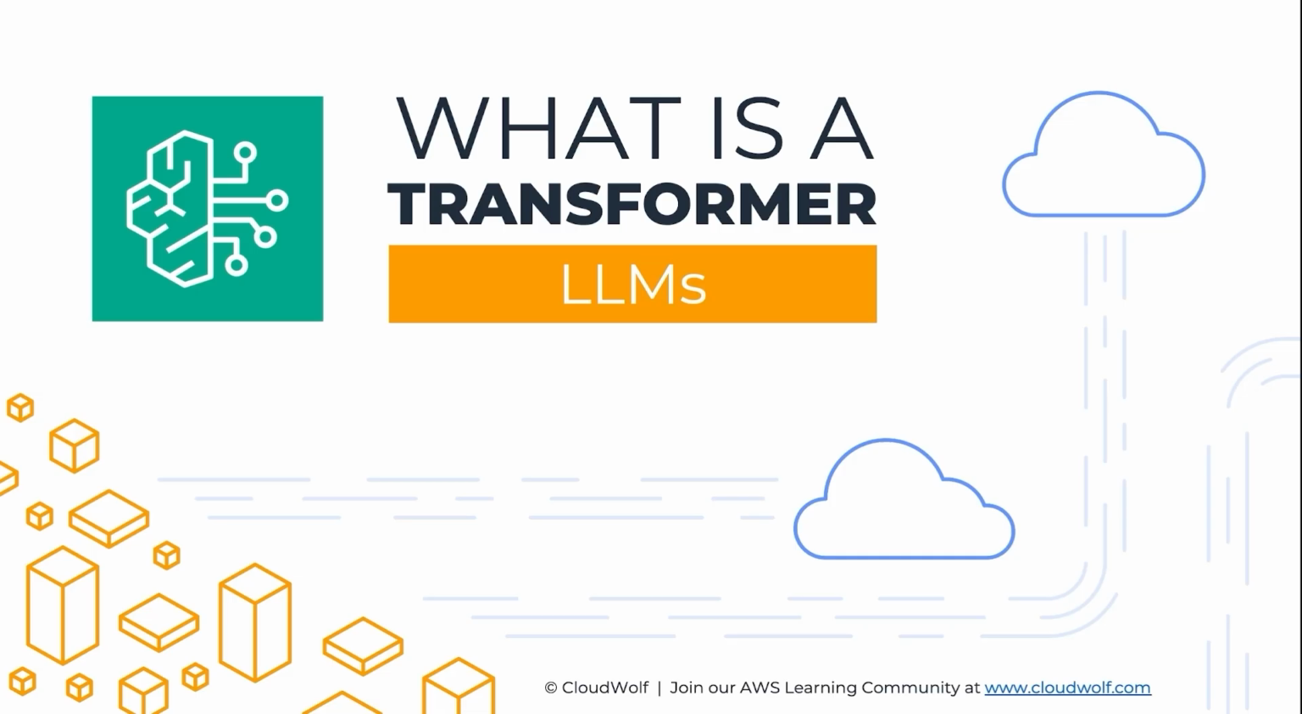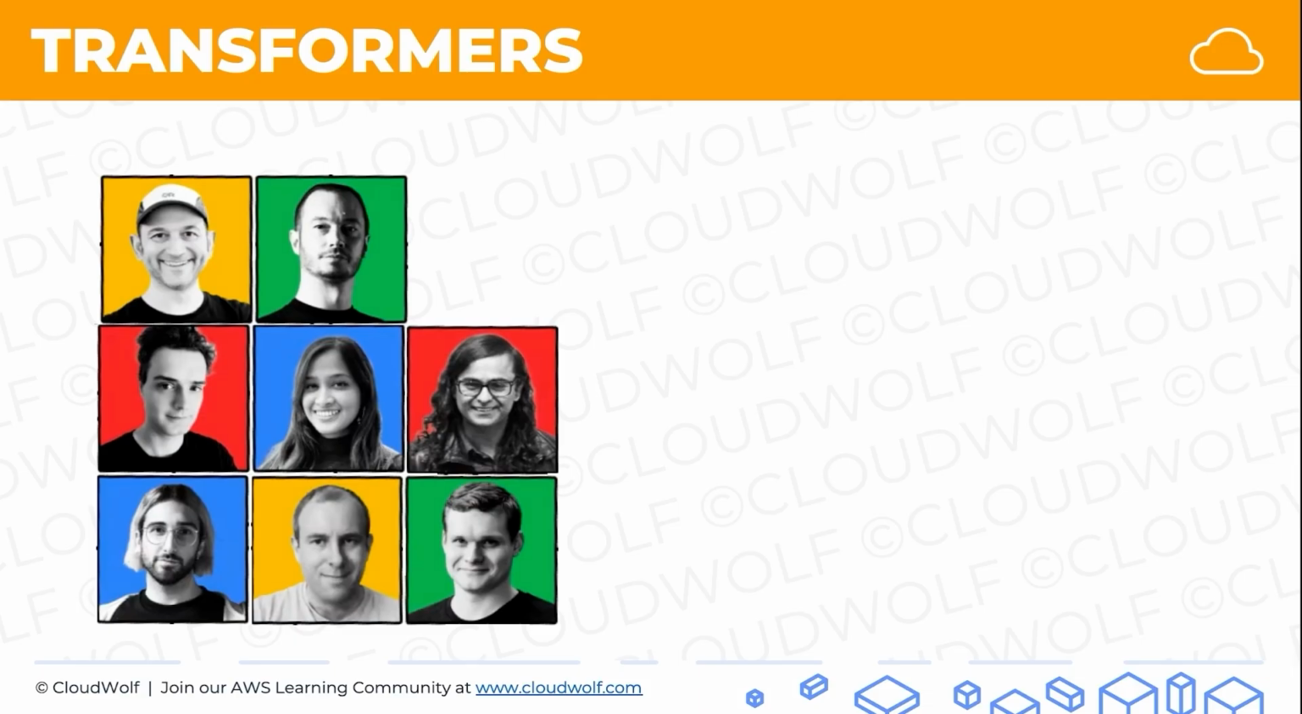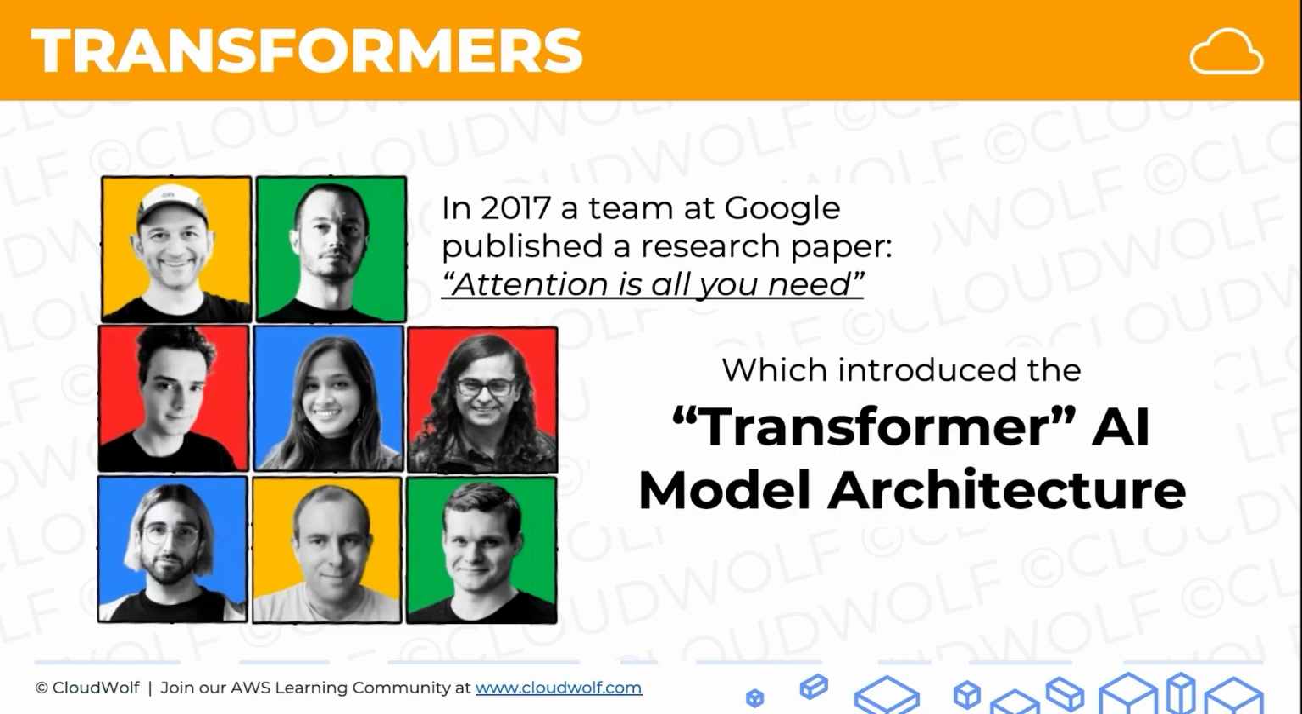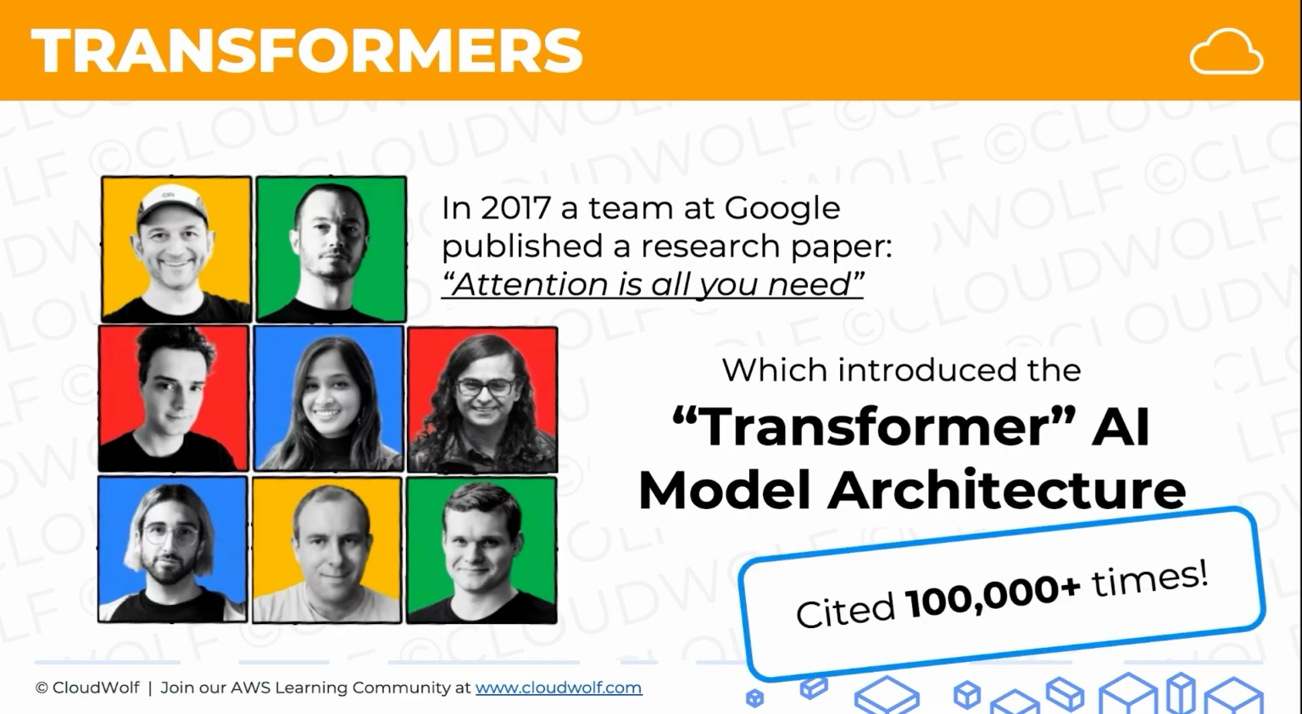Hello and welcome back. Today we're going to find out what a transformer actually is. Now, the transformer architecture was introduced by this team at Google in 2017 in a research paper that they published titled "Attention is All You Need." And this, for the first time, introduced the transformer AI model architecture. Now, this paper is very popular. It's been cited over 100,000 times, which is huge for a research paper in machine learning and AI.